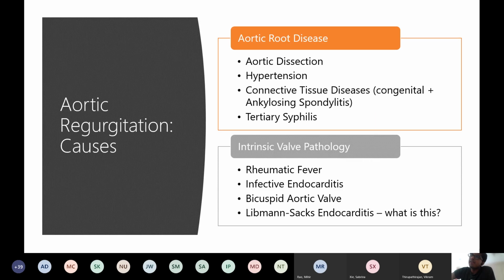So I like to split them into problems with the aortic valve and problems with the root. Anything that causes aortic root disease can cause aortic regurgitation, and then there are problems with the valve. So dissection, connective tissue diseases, tertiary syphilis.